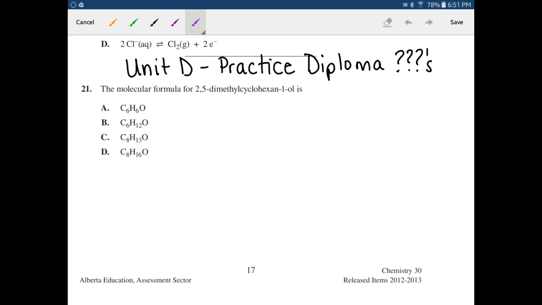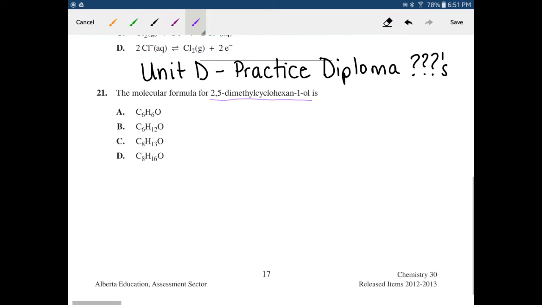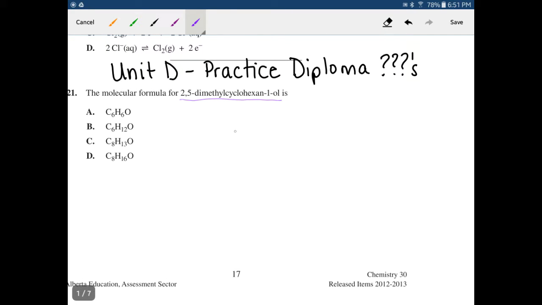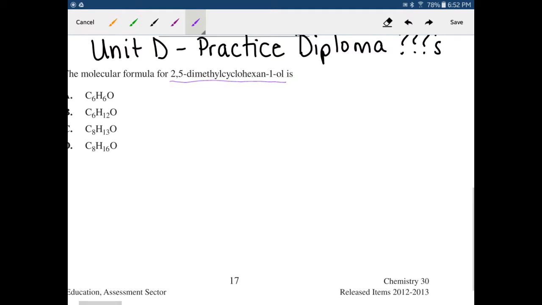It says the molecular formula for 2,5-dimethyl cyclohexane 1-ol is blank. Now, because we're counting essentially the number of C's and H's and O's, we're just going to simply write out the structure and count how many of each we have. So this is cyclohexane 1-ol. I'm going to start with cyclohex, so that would be carbon. I'm going to give myself lots of room.